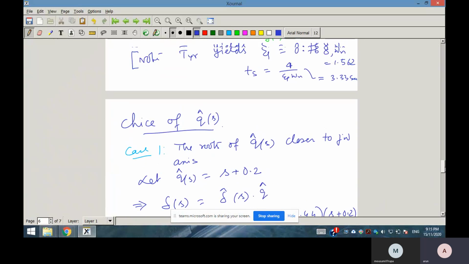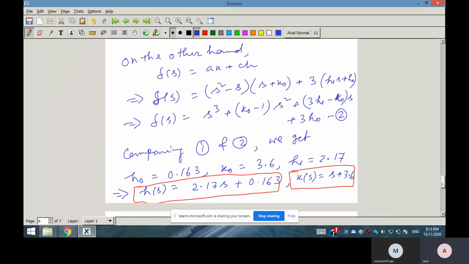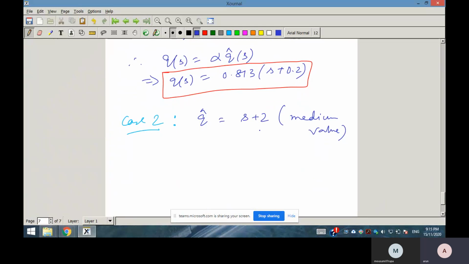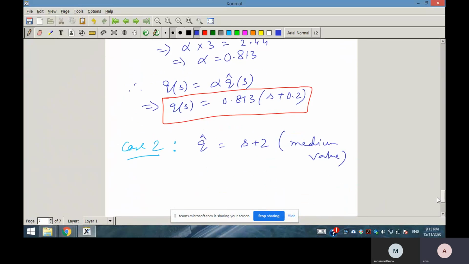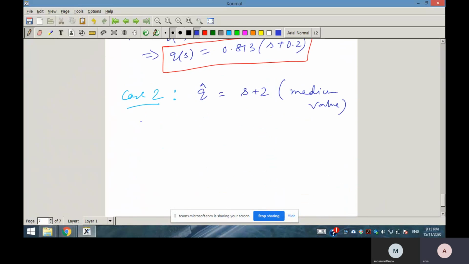Here I have chosen that is a low value here, close to the imaginary axis, that I have marked as low value, and this S plus 2 I am considering medium value, and here 0.2 I am considering as low. Okay, and then you can calculate in the similar way.